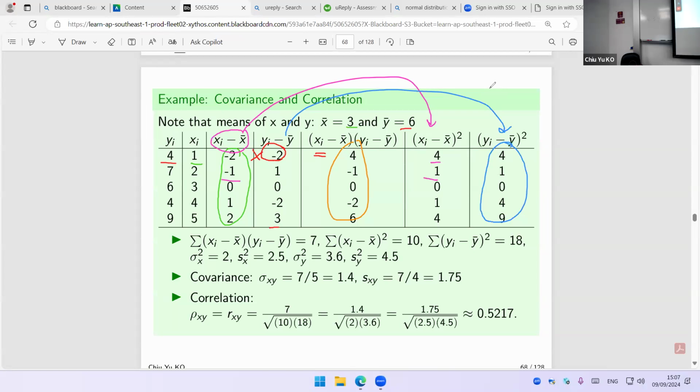Okay? And the next is how you get 2 here. You have 5 observations, so 10 over 5 is 2. And how do you get this light blue one? Because it's the sample version, you divide by 4, which is n minus 1. Is that clear?